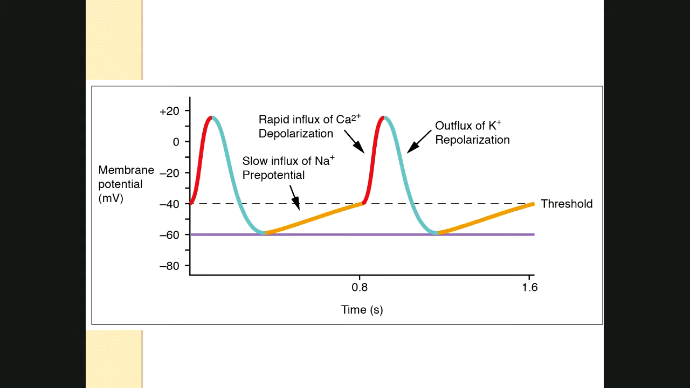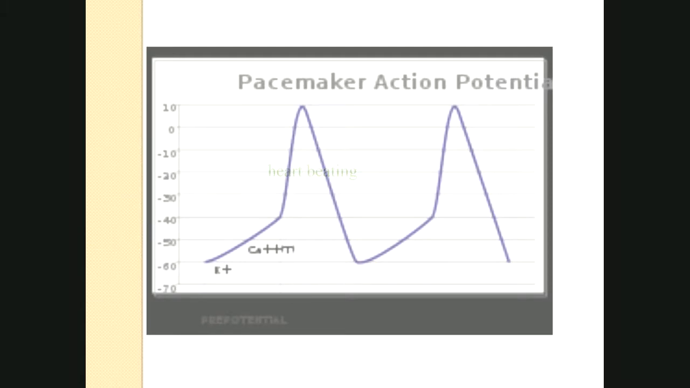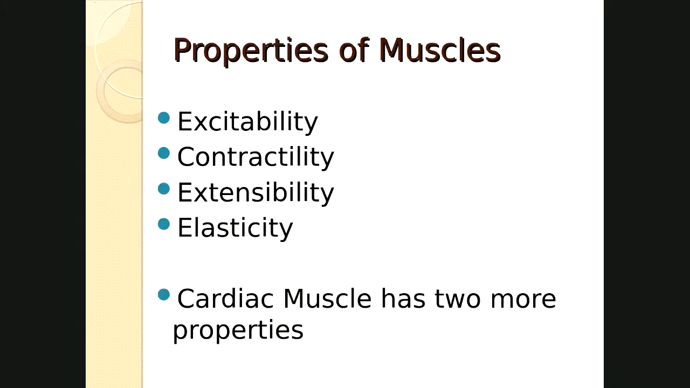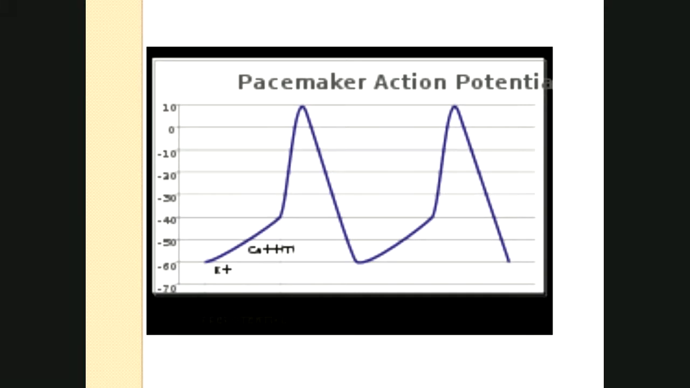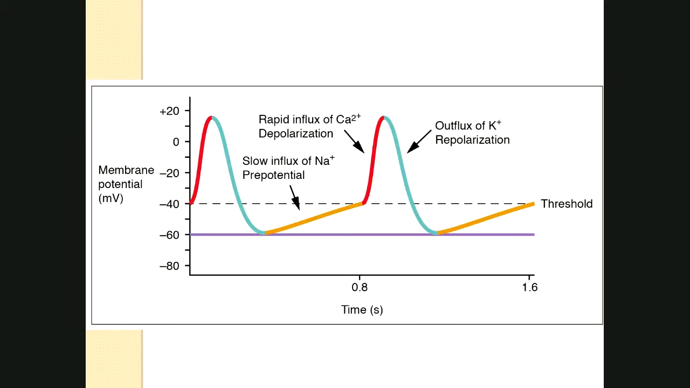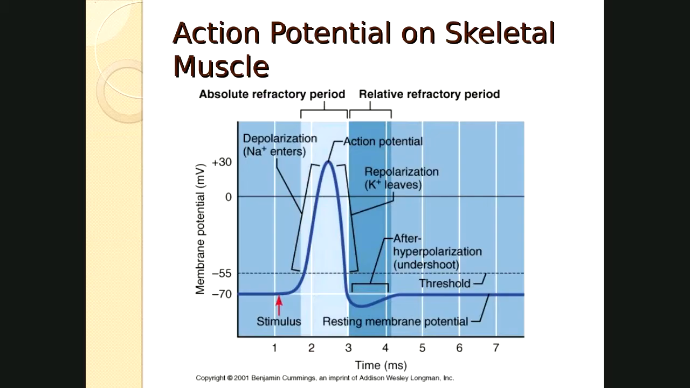Any questions? So there are 6 properties that cardiac muscle exhibits. These 4, like all muscles, and then these other 2 that the cardiac muscle exhibits. So 6 properties. And you should know what those properties are. Okay, and then we're going to get a contraction.